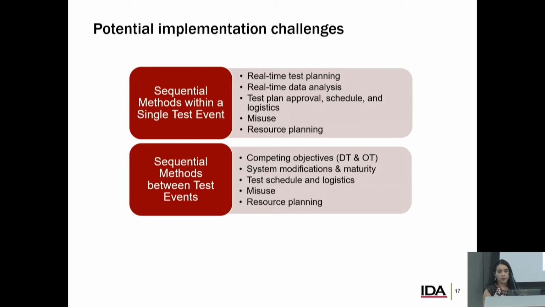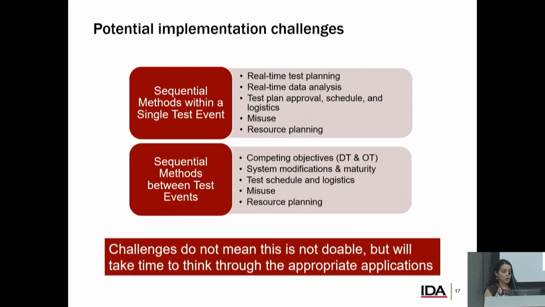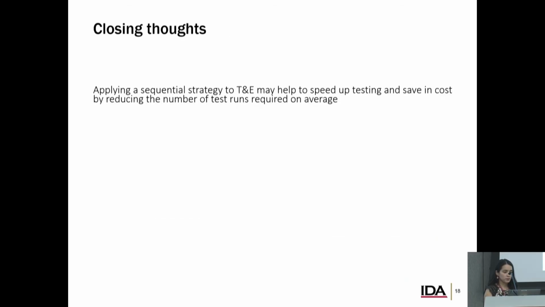It will be a little bit similar when we are doing between test events, but here we're also adding the fact that there might be competing goals between the developmental test events and the operational test events, and we need to keep that in mind. Did the system change a lot between the DT and OT, right? And again, challenges do not mean that it is not doable, just that we need to keep all of these things in mind when we are trying to apply sequential methods.